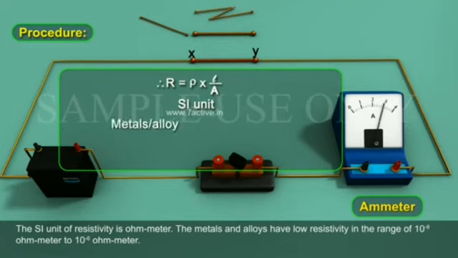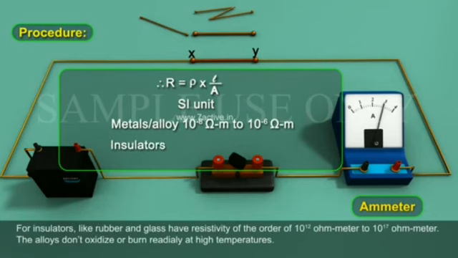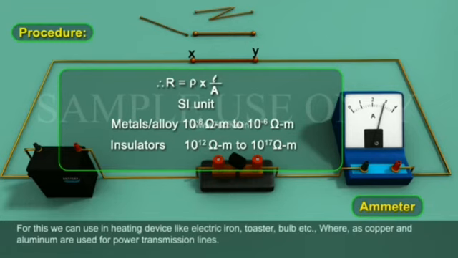The metals and alloys have low resistivity, in the order of 10 raised to minus 8 ohm meter to 10 raised to minus 6 ohm meter. Insulators like rubber and glass have resistivity of the order of 10 raised to 12 ohm meter to 10 raised to 17 ohm meter. These alloys don't oxidize or burn readily at high temperature. Because of this reason, these are used in heating devices like electric iron, toasters, bulbs, etc. But copper and aluminium are used for power transmission lines.